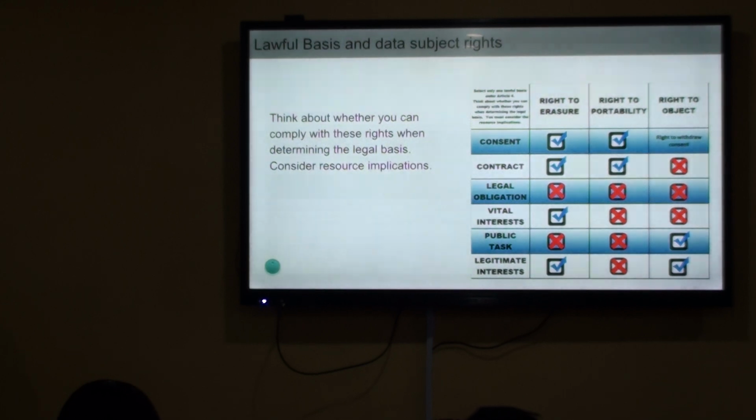But if you use a public task, are you seeing the public task there? If you use public task as your lawful basis, the data subject can't come to you to say, I have the right to erasure. They lose that right. Right? And they lose the right to portability. And which is important for us as researchers.